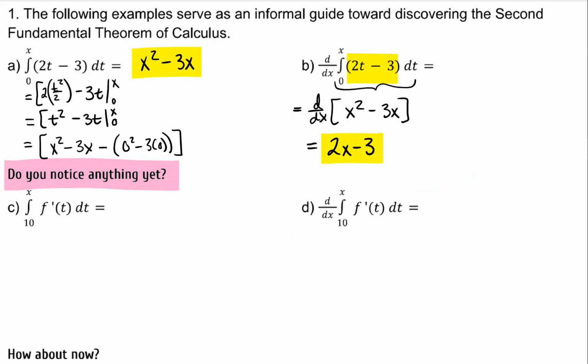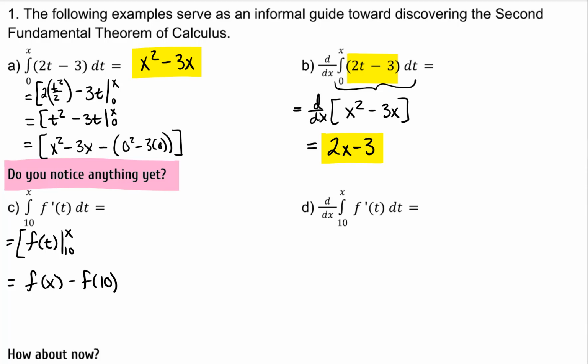Let's continue. If you're integrating a derivative from 10 to x, then the antiderivative of f prime of t is f of t. And we're evaluating f of t from 10 to x. The result of this definite integral is f of x minus f of 10. Without knowing f of x or f of t, that's as far as we can go.